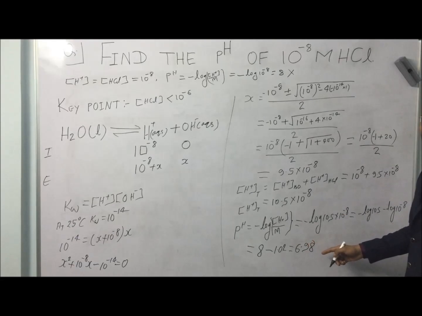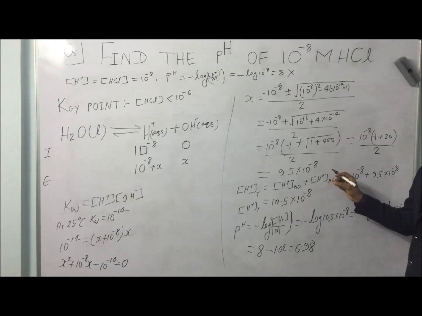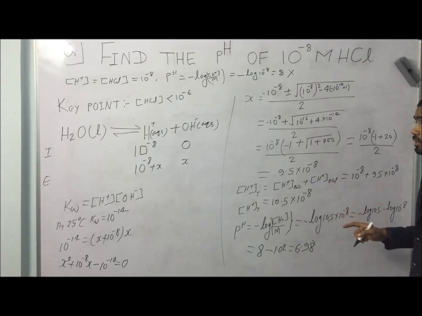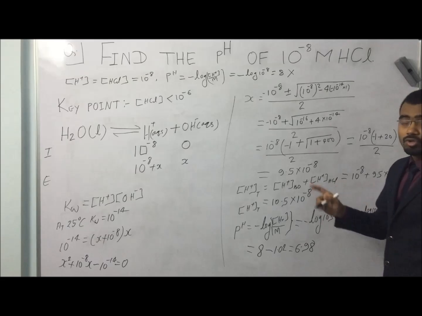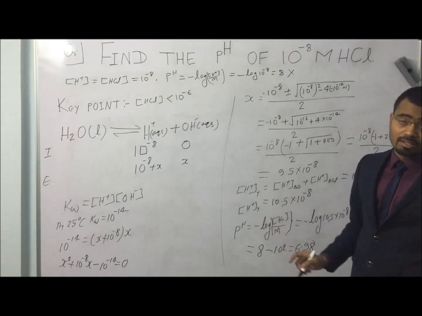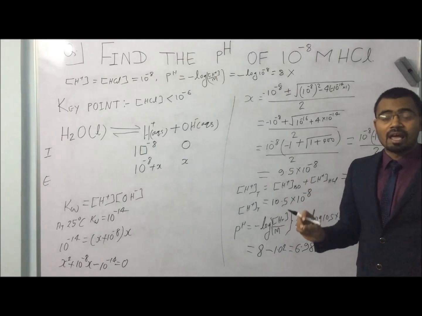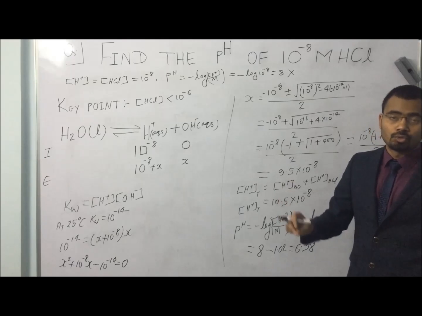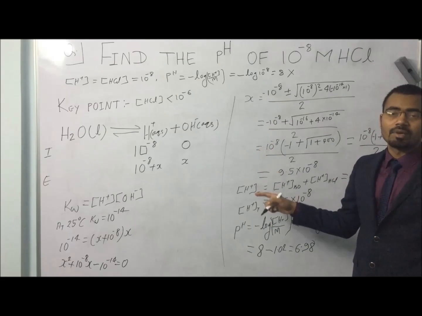So the pH of the solution will be 6.98, which is less than 7, because the pH of any acid can't be greater than 7. So my dear student, whenever the concentration of H plus is less than 10 raised to minus 6, you can write approximately equal to 7, or you have to solve by the quadratic equation.